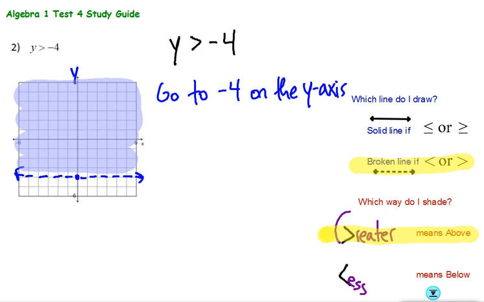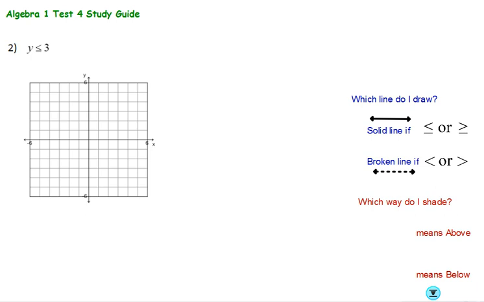Okay, well, let's see what you should have got for number 2 in the middle. So this one says y less than or equal to 3. So this would mean to go to 3 on the y-axis. Again, we're talking about the y. So let's go to +3, so 1, 2, 3. Alright, so I'm right there. And let's take a look at the line. Which line do I draw, solid or broken? Well, it looks like there is a little line underneath there. See that little line underneath? So that means that it's going to be a solid line.